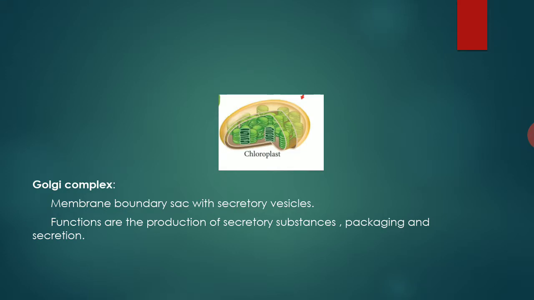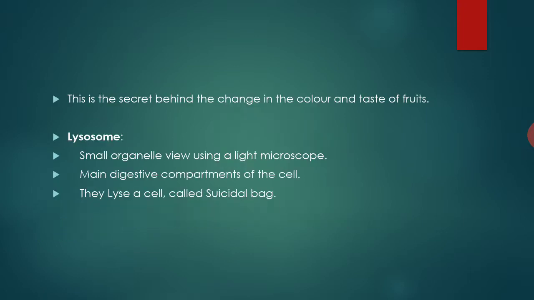So here, as I said, the functions are the production of secretory substances, packaging, and also secretion. Packaging means all the fluid materials being secreted are supplied throughout the cell. Everything is done by this Golgi complex. This is also the secret behind the change in color and taste of fruits. The color change and the different tastes depend on how much secretion is produced by the Golgi complex and how much is stored in the fruit.